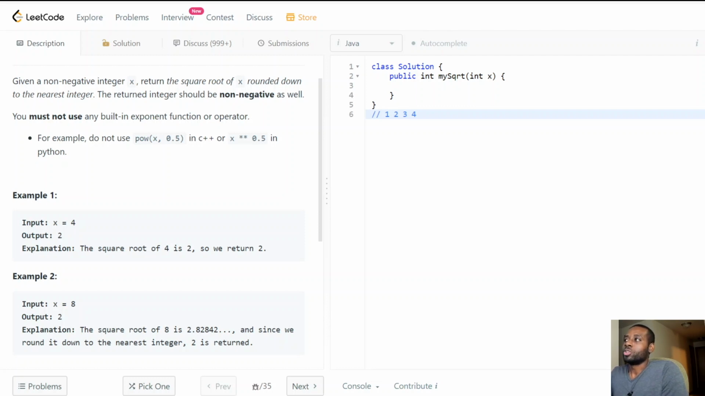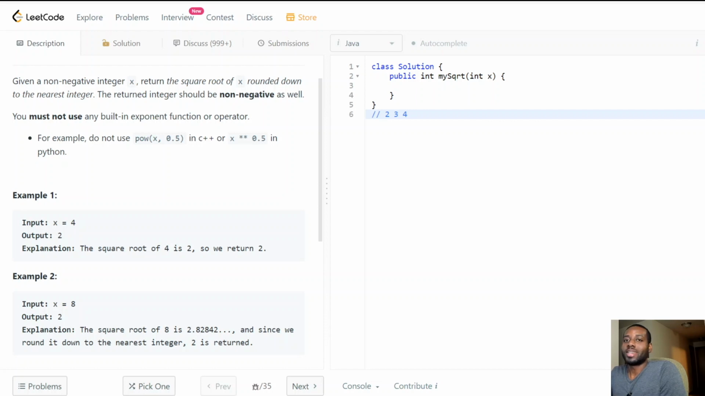So we know that for any number less than 2, 0 and 1, that number is the square root of itself. That's why for the edge case where we get 0 or 1, we return that number itself as the square root of that number. It's an easy case, because the square root of 1 is 1. So we know that.